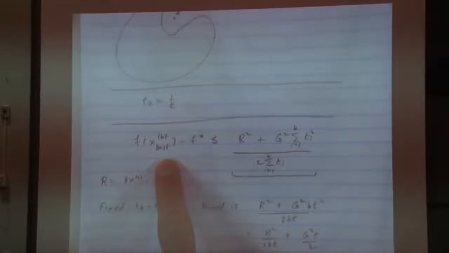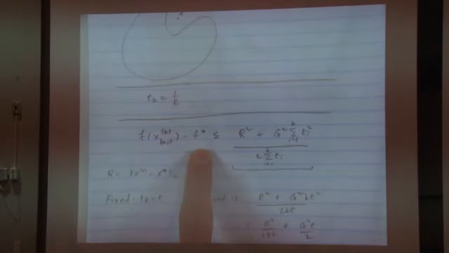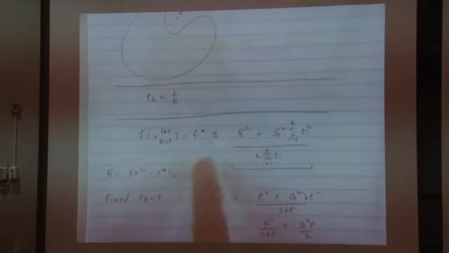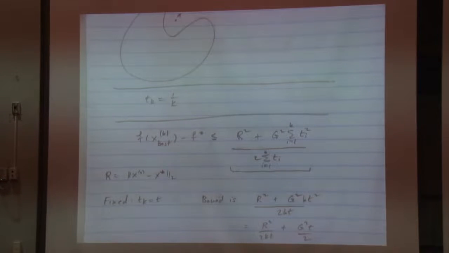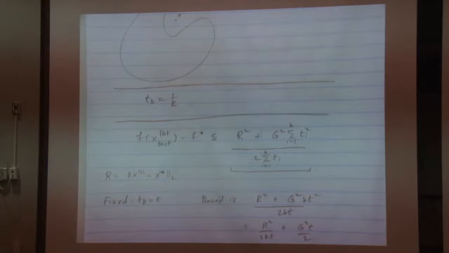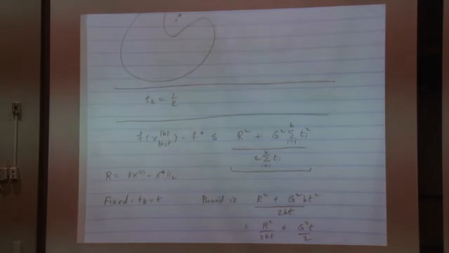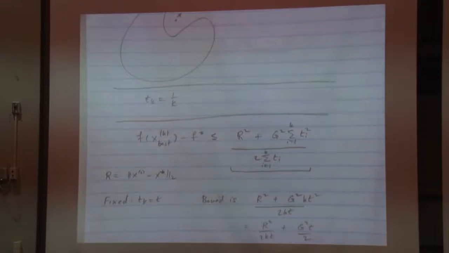So here was the bound we derived. This was the bound between the best iterate after k iterations and the optimal criterion value. And so the question that was asked was, does the size of the solution set play any role in the convergence analysis? It doesn't play a role in the convergence rate, but it does play a role in terms of the constants in that convergence rate.